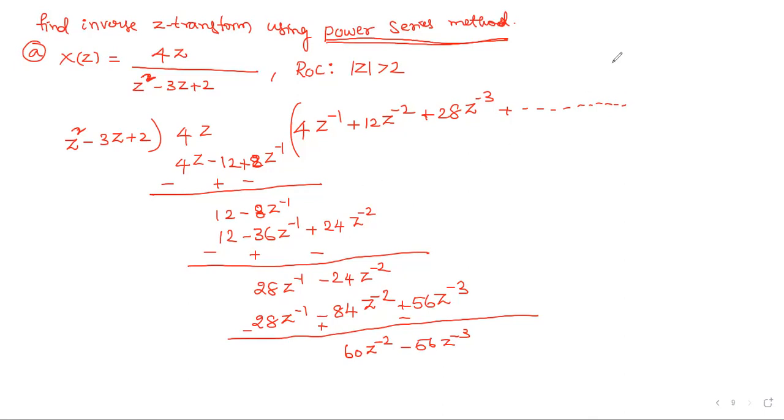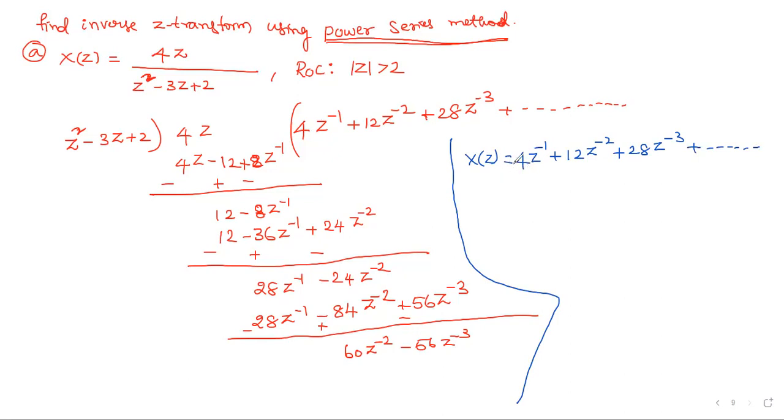Now, whatever x of z you got, you write it here. What is x of z? X of z is equal to 4 into z power minus 1 plus 12 into z power minus 2 plus 28 into z power minus 3, plus and so on.